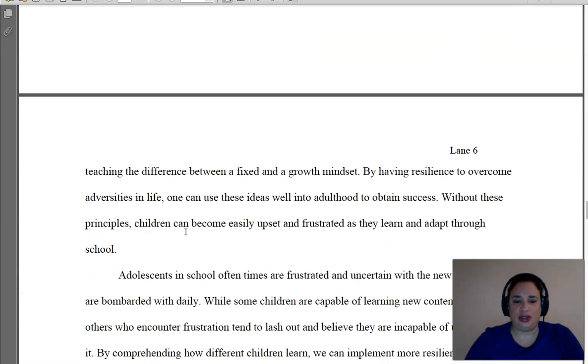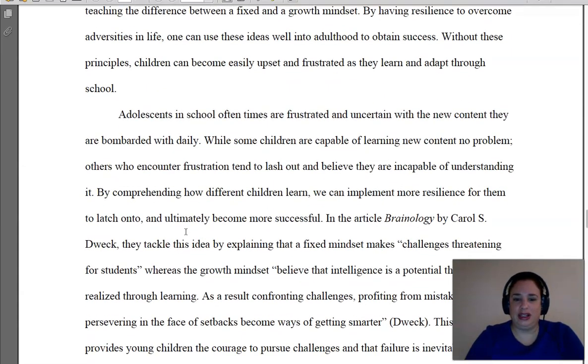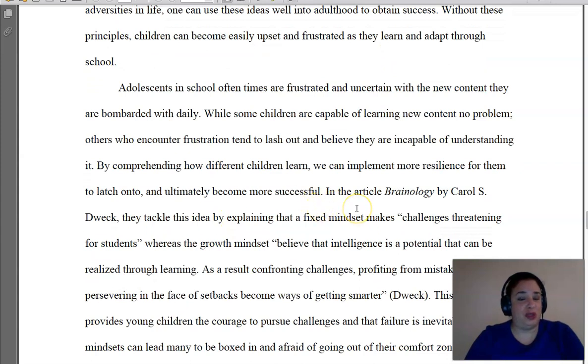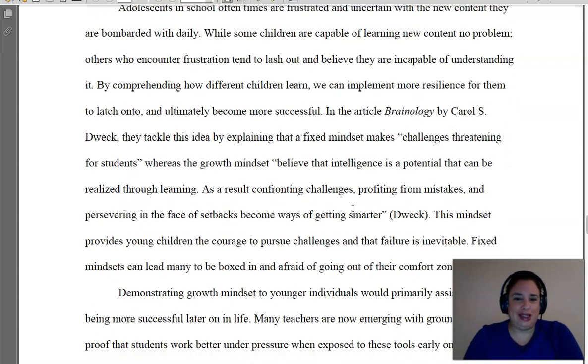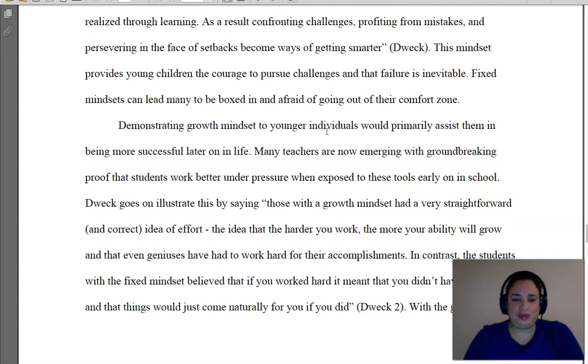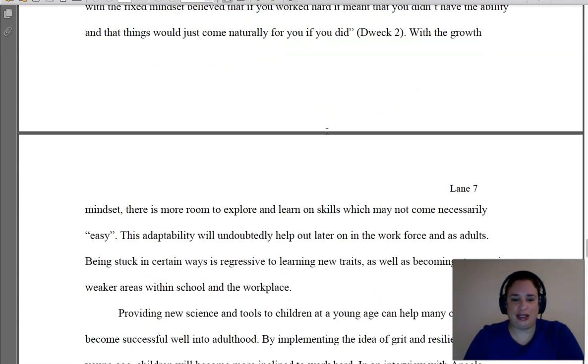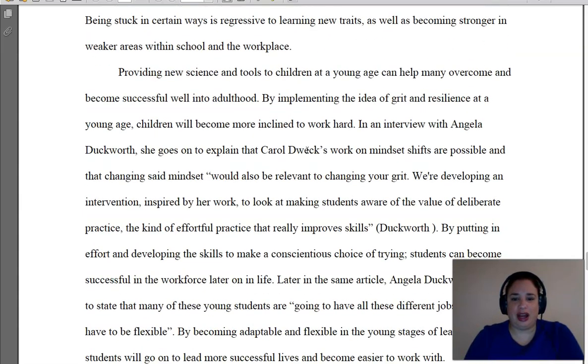And then she sort of widens the lens again and starts to bring in, depending on which class you're watching this from, Brainology, one of our earlier articles about how mindset connects to success. So there are multiple paragraphs about that.